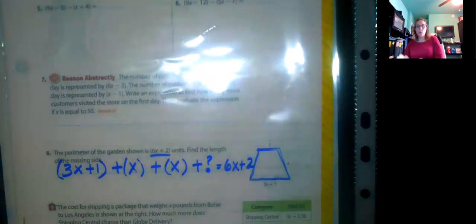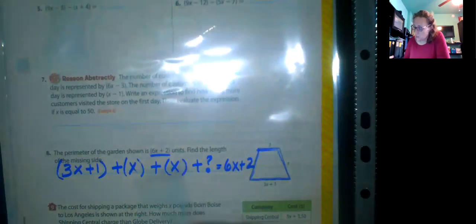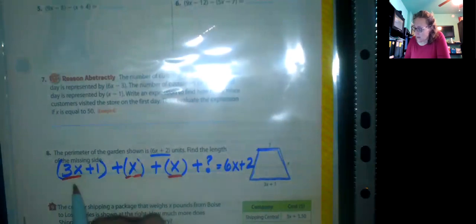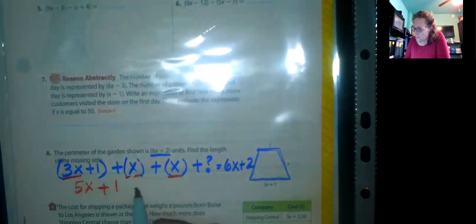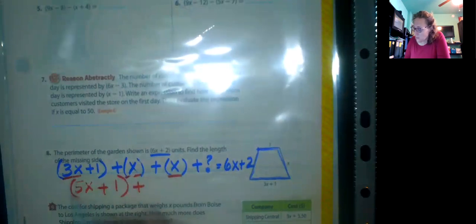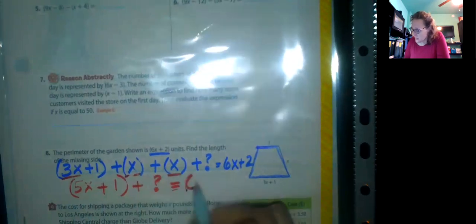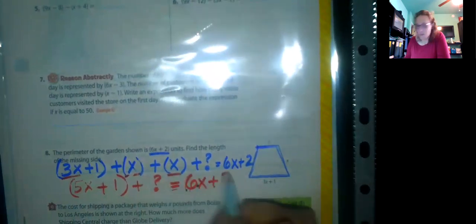Okay, so all 4 sides have to equal your perimeter. Well, we don't know one of the sides. We're missing it, right? We're missing that question mark. So what we're going to do is combine like terms and then subtract to find that missing piece. So we're going to combine these like terms. So 3x, x, and x. So I've got 5x's plus 1 plus that question mark still needs to equal 6x plus 2.